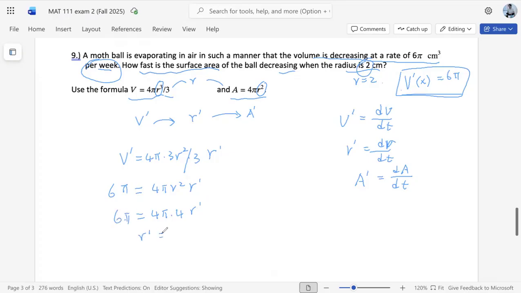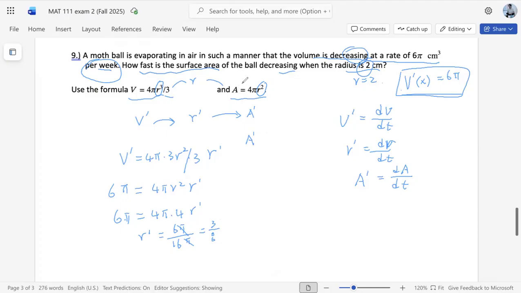So we need to solve for R prime. R prime equals 6 pi divided by 4 times 4, 16, 16 pi. Pi divided by pi becomes 1. So we divide by 2, get 3/8. Right? So that's the rate of change. Actually, because it's decreasing, decreasing should be negative, but we don't need to really write down the negative. Okay, so 3/8.